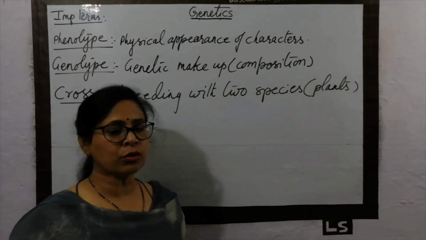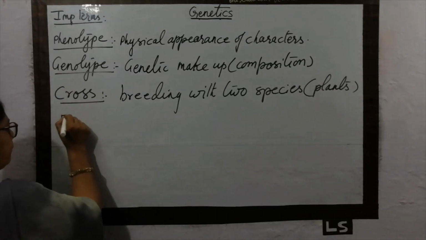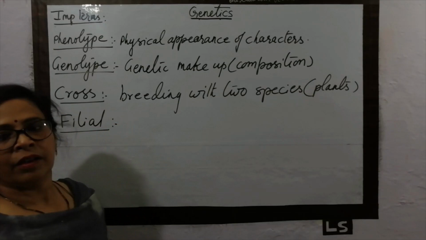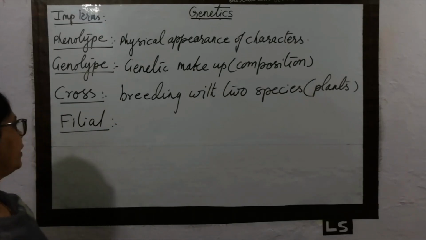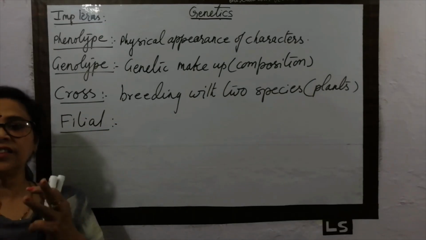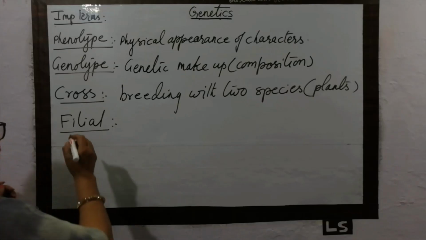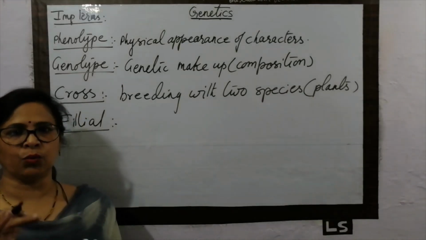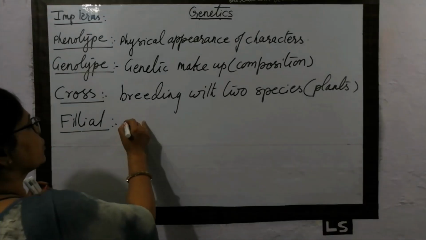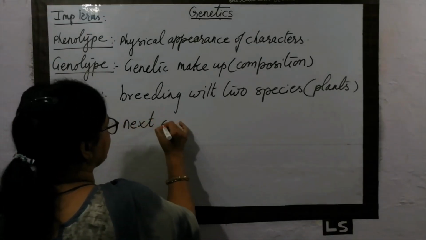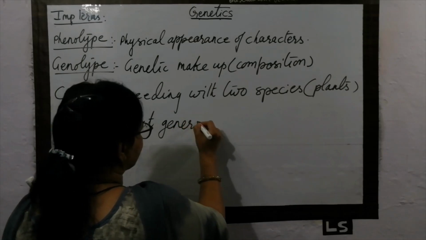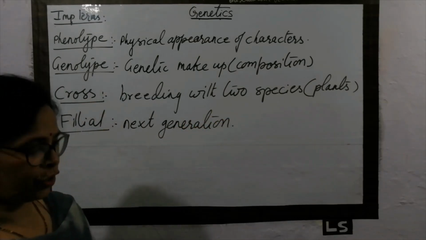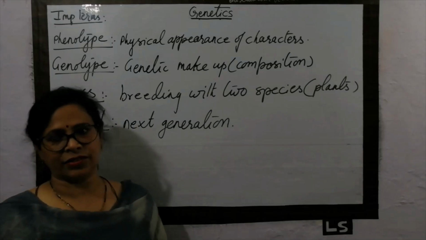One more term that is used when we study the laws of inheritance is the filial generation. What is filial? It is actually the different generations, from one generation to the next. First filial, second filial, third filial. It means generation after generation. The filial is called the next generation.